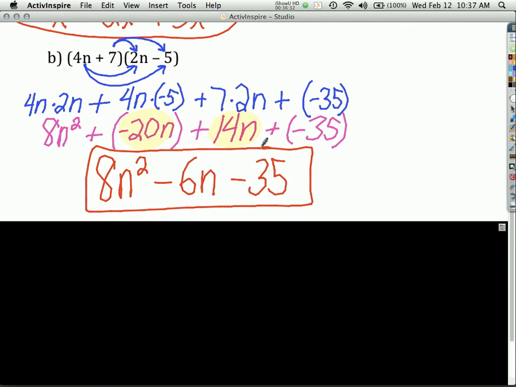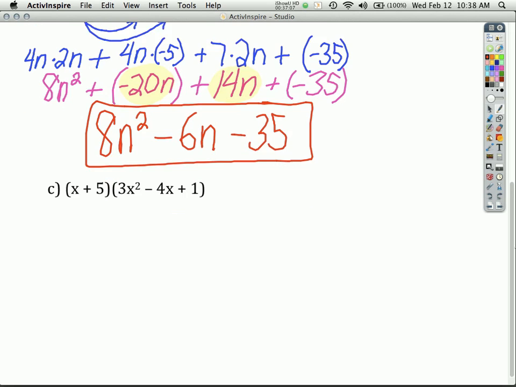Any comments, questions, or concerns about how we did that? It was not FOIL, although it's pretty much the same thing. Any questions, comments? I mean, Alyssa, we actually ended up doing it in the same order. So we basically did FOIL. But I was demonstrating it as the distributive property, which is the same thing. Okay? All right, part C.